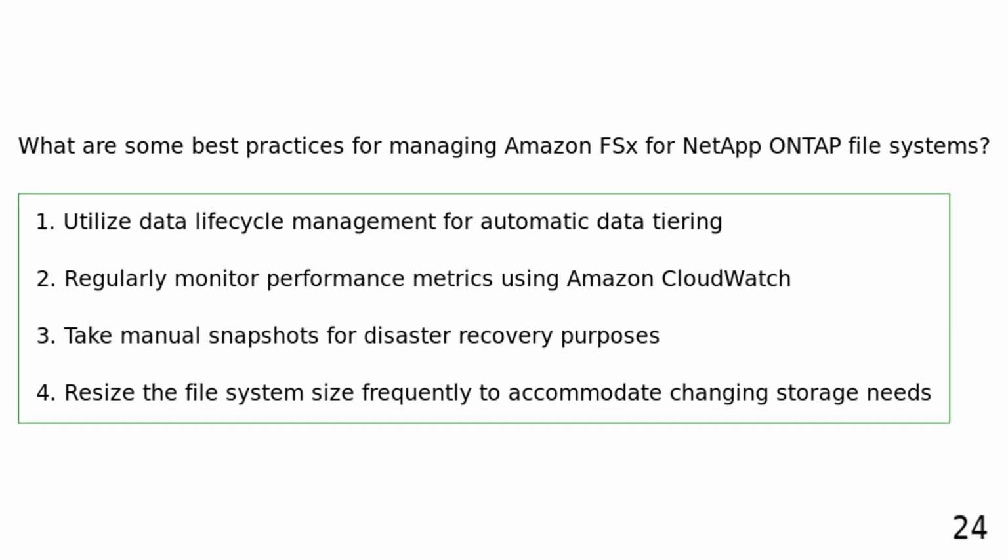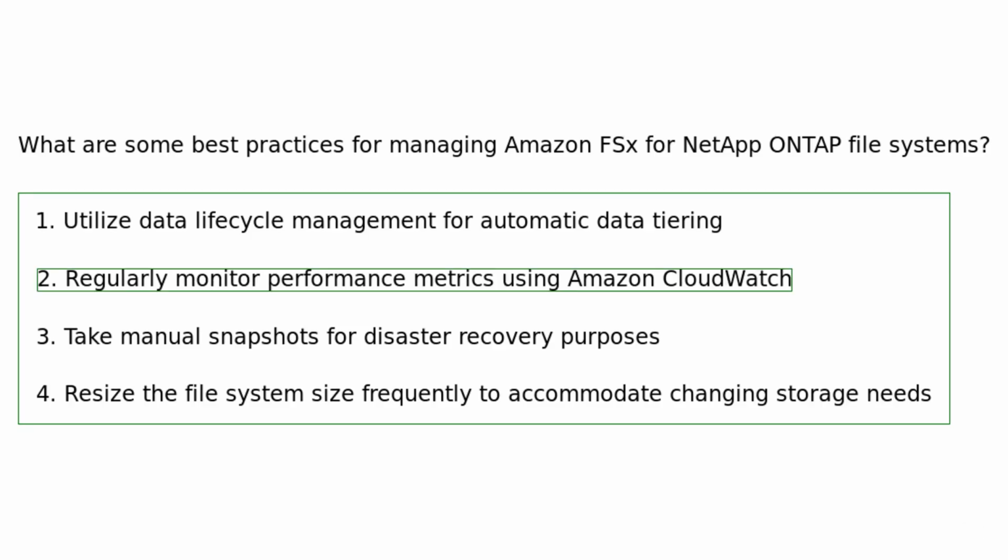What are some best practices for managing Amazon FSx for NetApp ONTAP file systems? Utilize data lifecycle management for automatic data tiering. Regularly monitor performance metrics using Amazon CloudWatch. Take manual snapshots for disaster recovery purposes. Resize the file system size frequently to accommodate changing storage needs. Best practices for managing Amazon FSx for NetApp ONTAP include monitoring performance with CloudWatch, leveraging data lifecycle management for storage optimization, and utilizing AWS Backup for automated snapshots instead of manual processes.